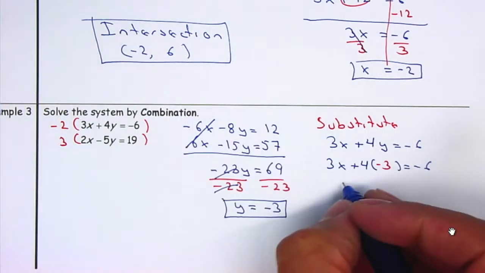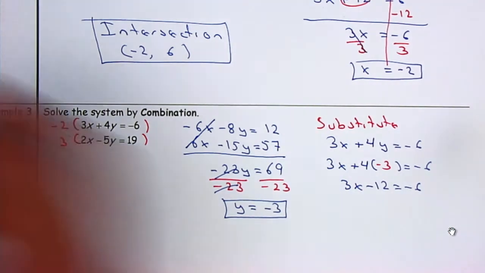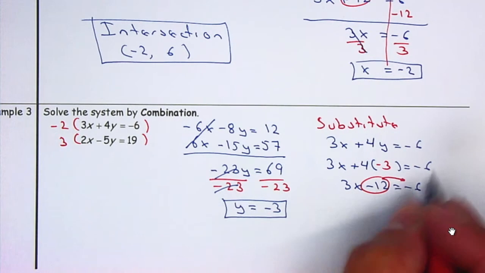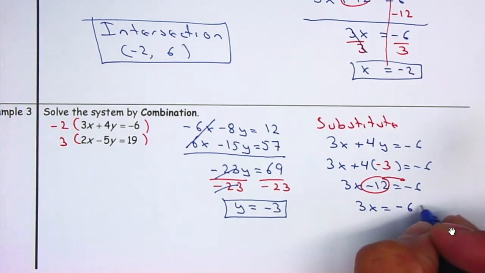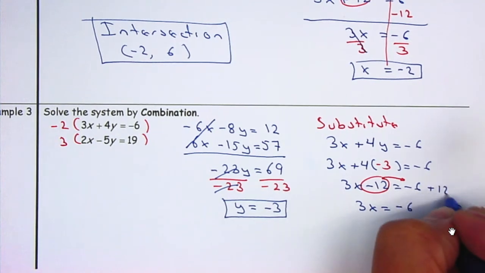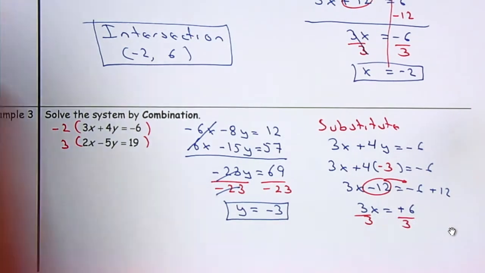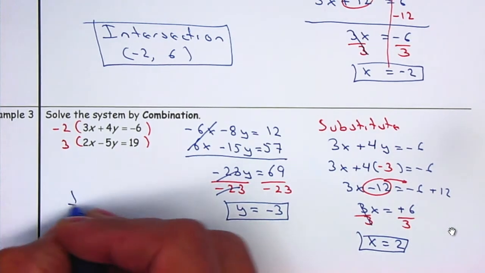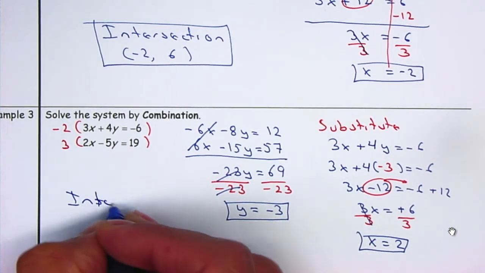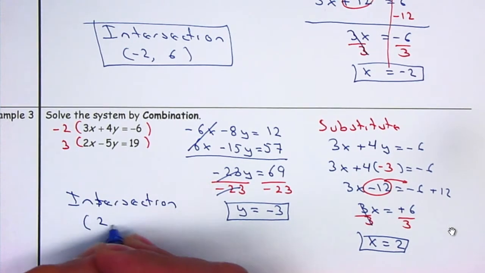I'm going to simplify, so it gives me 3x minus 12 is equal to negative 6. I'm going to move my 12 to the right. That's going to become a positive. So it gives me 3x is equal to negative 6 plus 12. That will give me positive 6. I'm going to divide by 3. That will give me x is equal to positive 2. So my intersection, my solution, will be 2 comma negative 3.